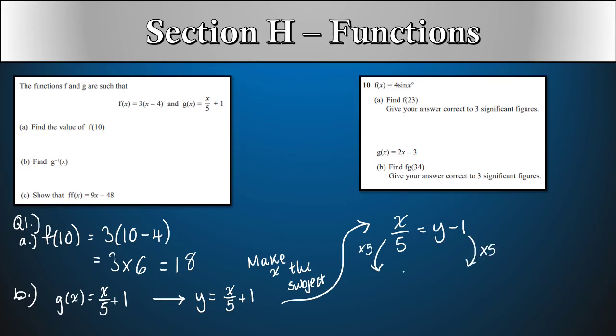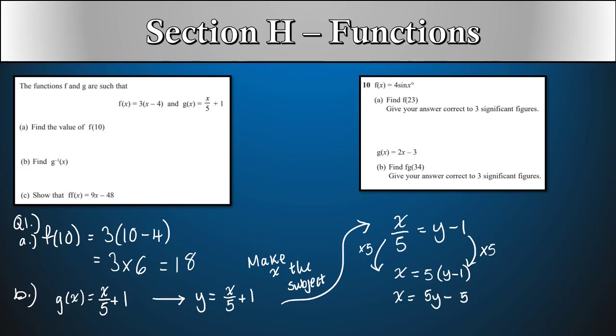Okay, so times by 5. x over 5 times by 5 would just give us x. And y minus 1 times 5, so that's 5 lots of y minus 1, which we could write as 5y minus 5. So that's all good.